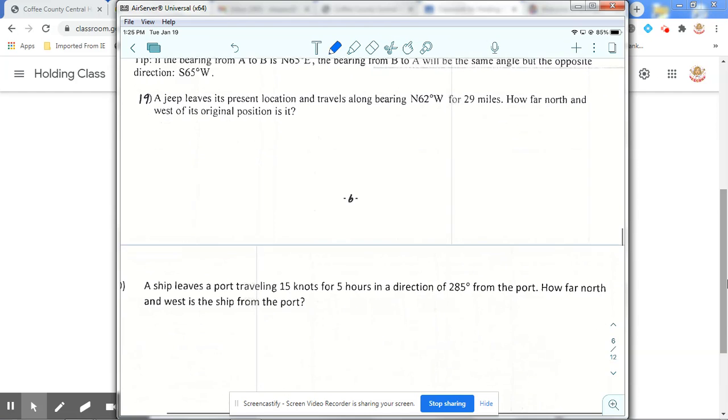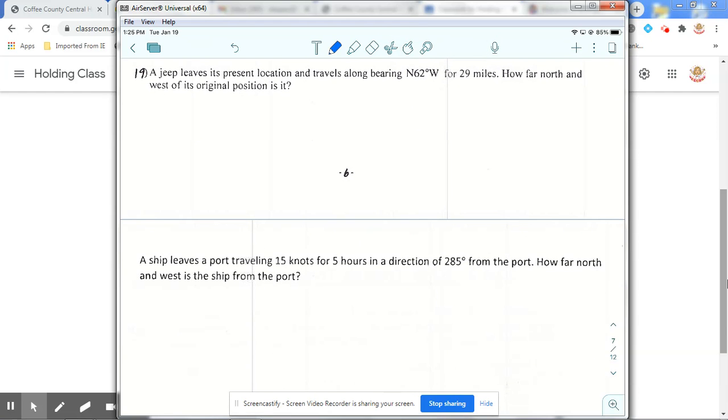For number 19, a jeep leaves its present location and travels along a bearing of north 62 degrees west for 29 miles. How far north and west of its original position is it? We start at the beginning of the problem, the direction the Jeep is traveling, so we draw our XY axis.